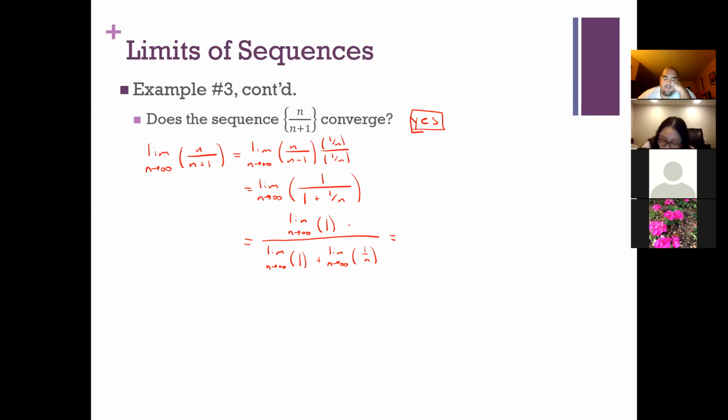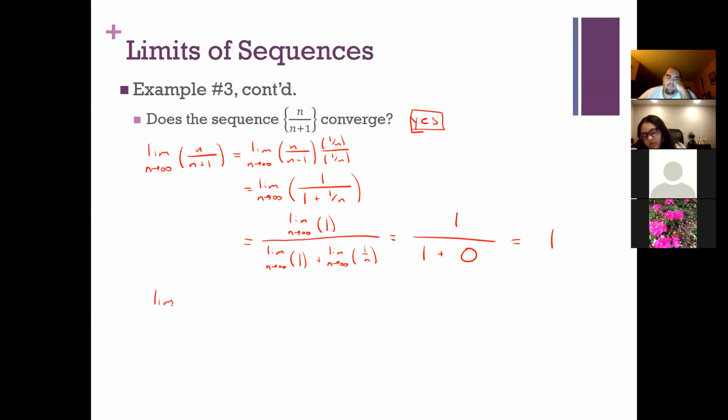So the term in the numerator and the first term in the denominator don't have anything to do with n. So those limits are just going to be constant. 1 over 1 plus something. What's going to happen to 1 over n as n gets very, very large? It goes to 0. So this limit ends up being 1.